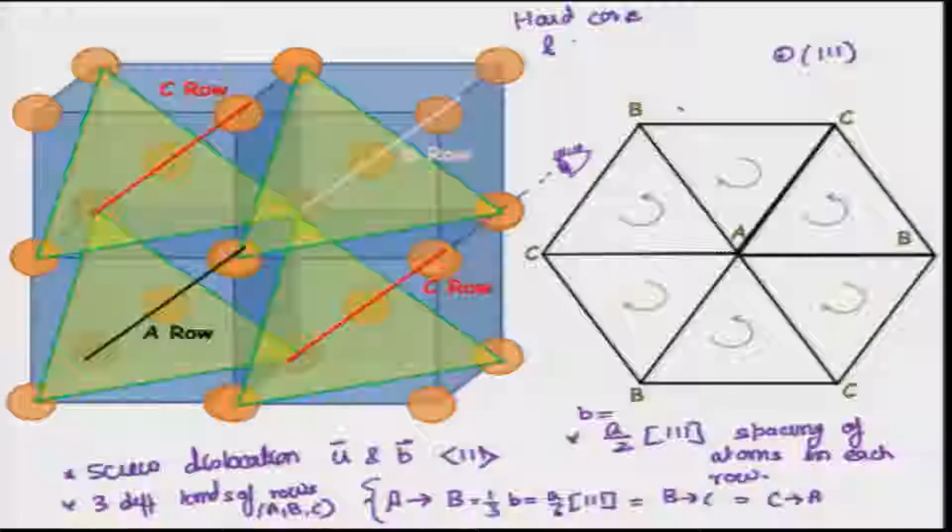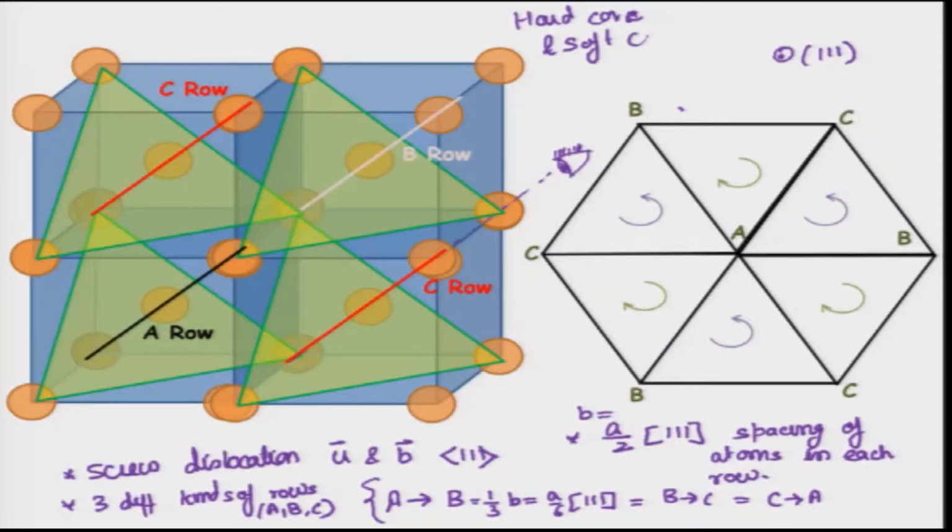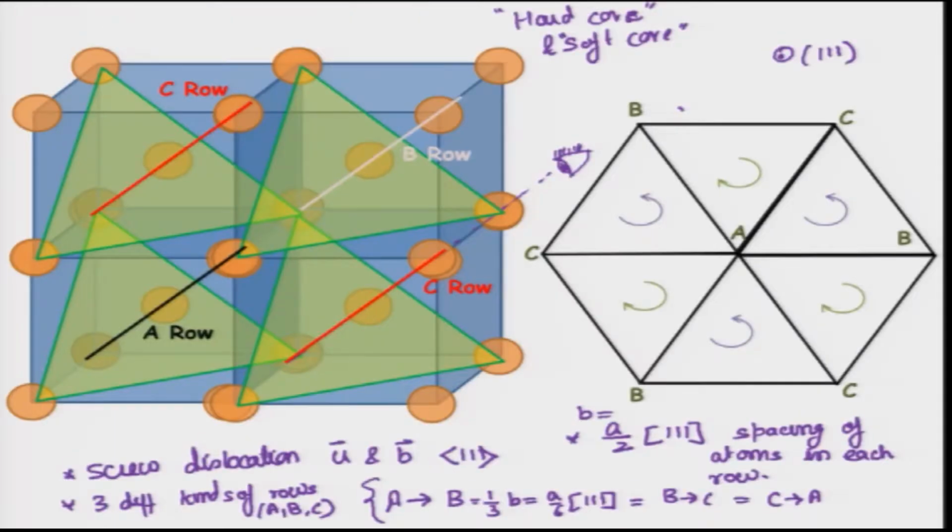for the screw dislocations. Let us try to understand what are hard cores and soft cores. So, we talked about triangles over here, triangles A, B and C. Let us look at one of the triangles where the rotation of the atoms is clockwise.